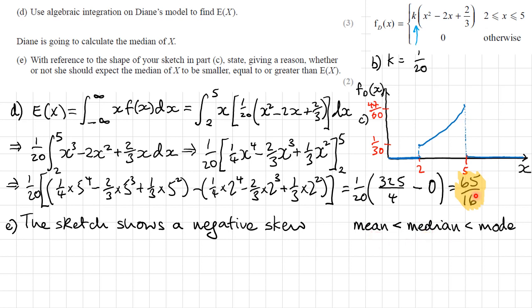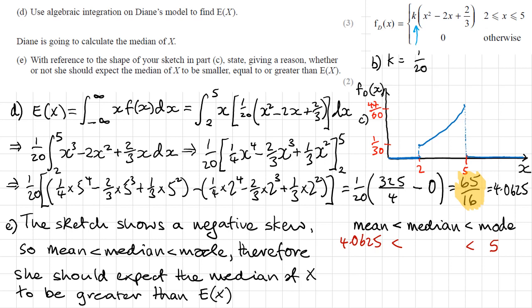Now we've worked out the mean in part A, 65 over 16. I think I wrote down that was 4.0625, something like that. So that I could write under here 4.0625. And the mode, well, we need to find the highest point of the sketch, and that's at 5, so the mode is 5. And already I can see, well, the mode is greater than the mean. The median is going to be somewhere in between because it's a negative skew.